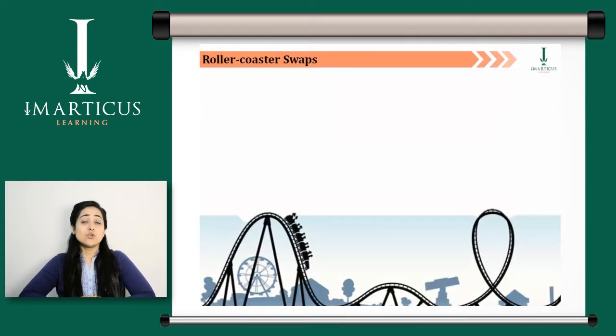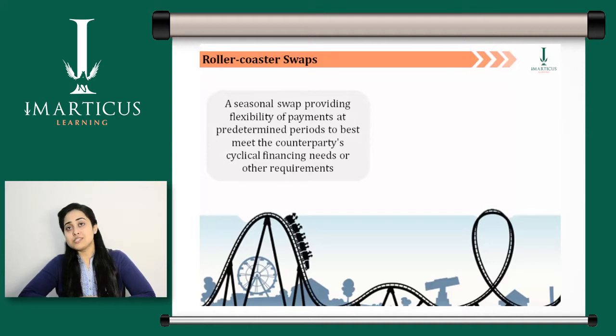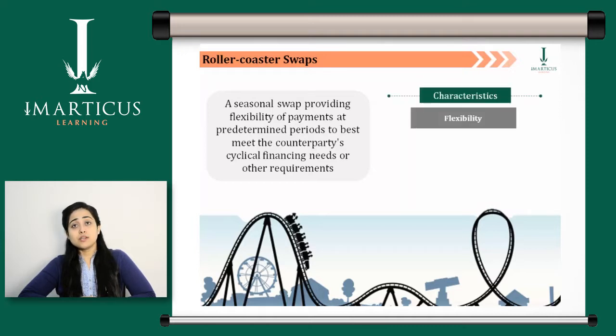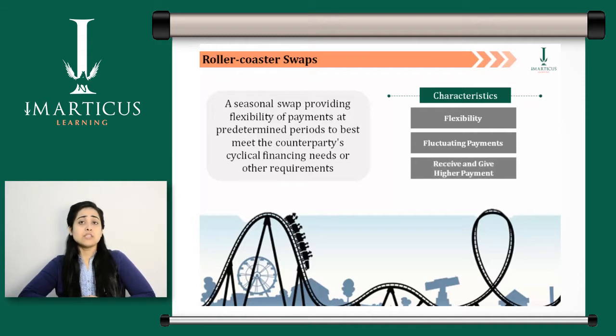Finally, we have the rollercoaster swaps. The rollercoaster swap is a seasonal swap providing flexibility of payments at predetermined periods to best meet the counterparty's cyclical financial needs or other requirements. Let us look at some other characteristics of a rollercoaster swap. This swap has fluctuating payments so that the counterparty can match cash flows to transfers, periodic financial obligation and seasonal factors. Generally, they will also receive higher payments and give higher payments during both on-season and off-season periods.